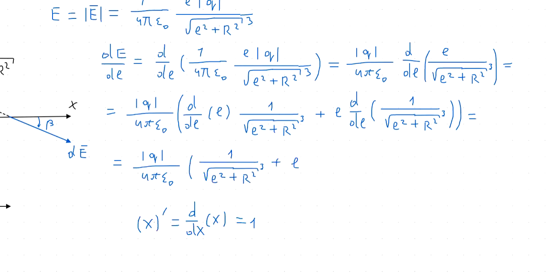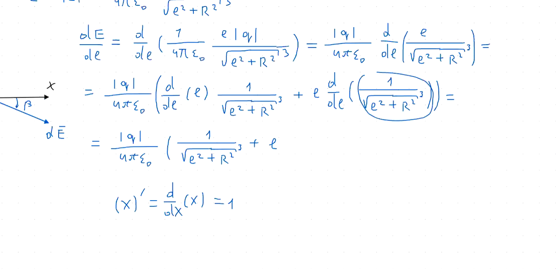Okay, and what to do with this? Here we have a derivative that looks like d by dx of 1 divided by square root of x to the power of 3. Okay, and how to find this derivative?